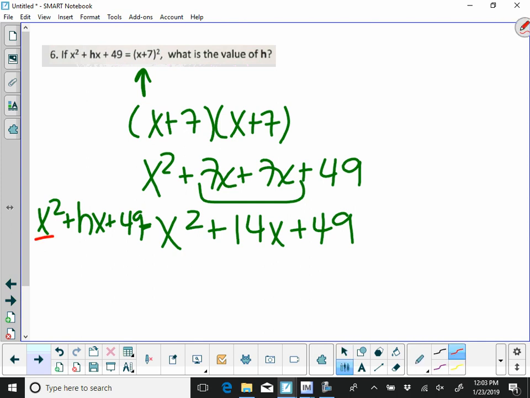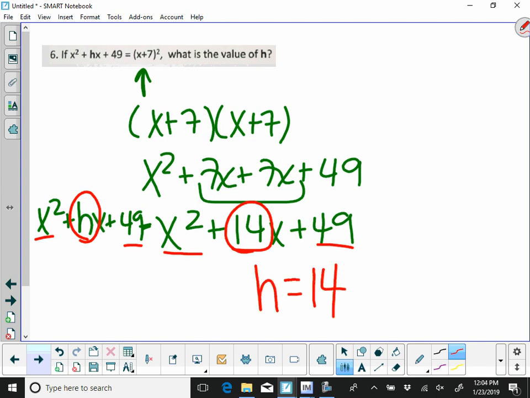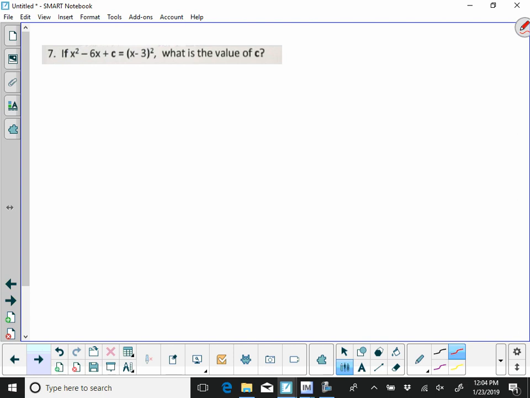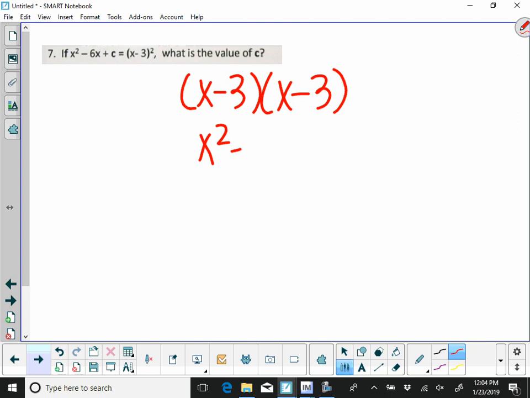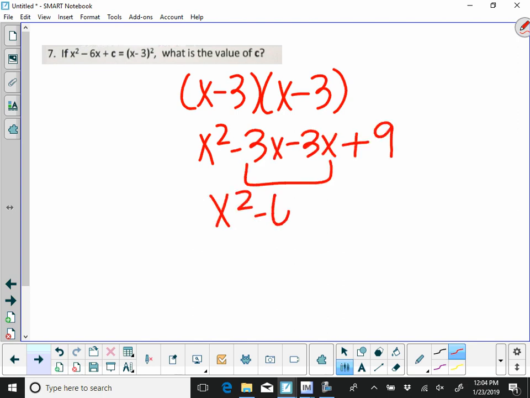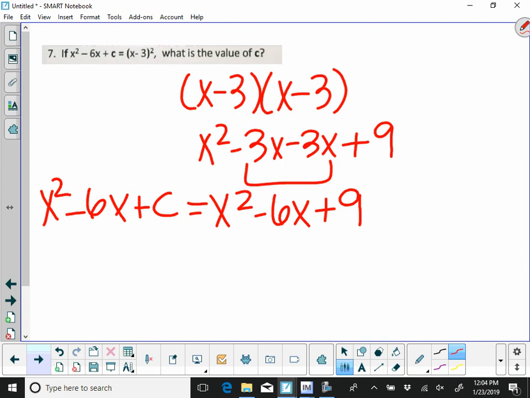So you're going to notice the x squares are the same. The 49s are the same. They're asking you what goes right here in front of x. So our h is 14. Okay, likewise here, you're going to start with x minus 3 times x minus 3, which gives us this. And then this time they're asking for your c. So now they're equal. Which number corresponds to c?